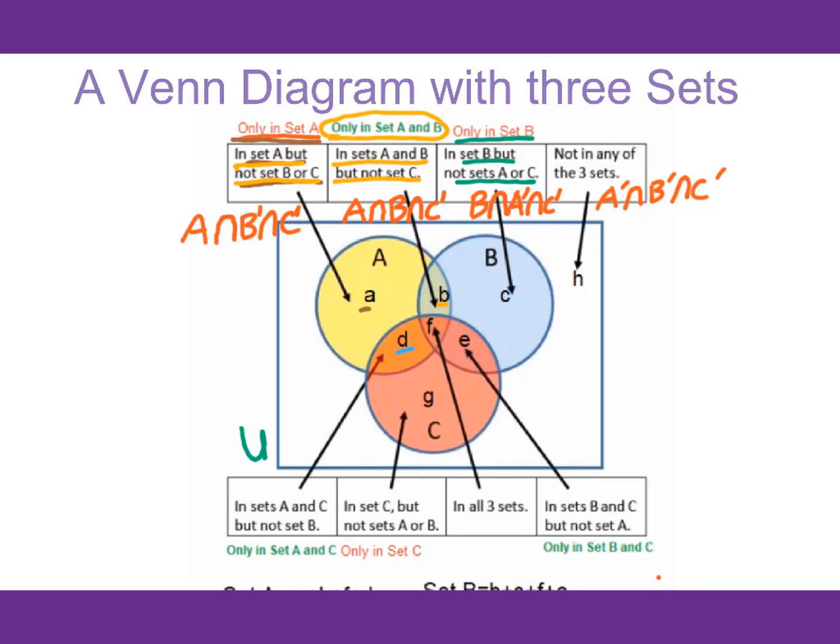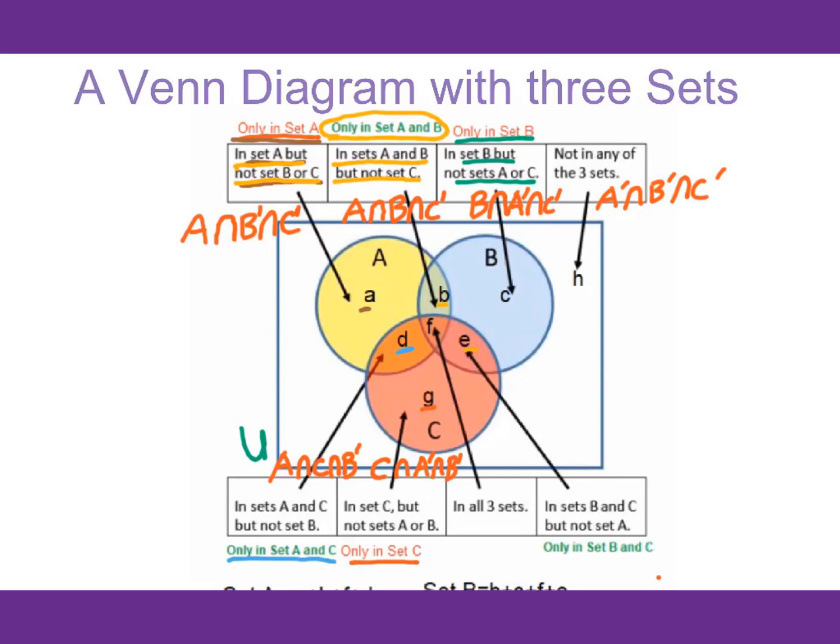For this, D means only in set A and C, or you could say in set A and C but not in set B. So we can do A intersect C intersect B prime. For this, G means in set C but not in set A or B, or you could say only in set C. So we can write C intersect A prime intersect B prime.